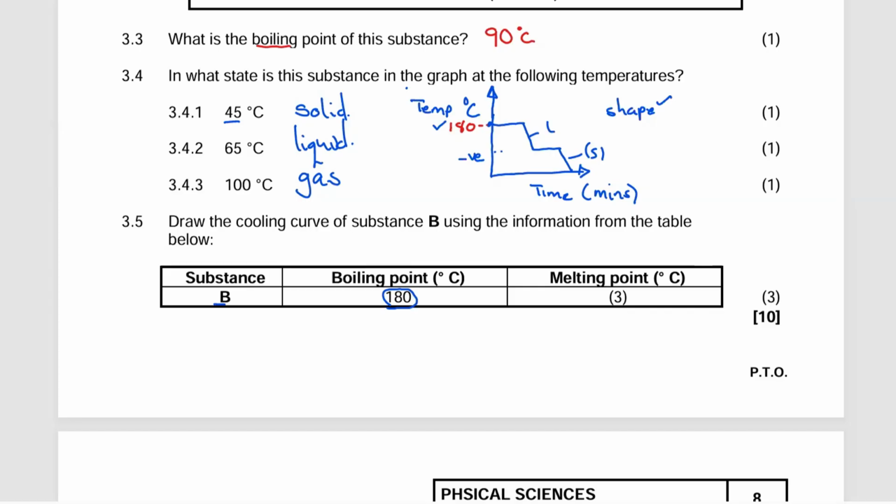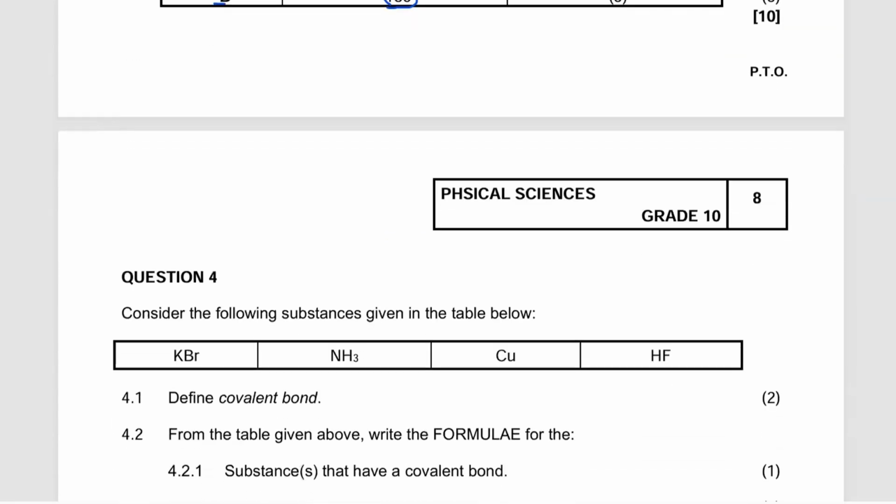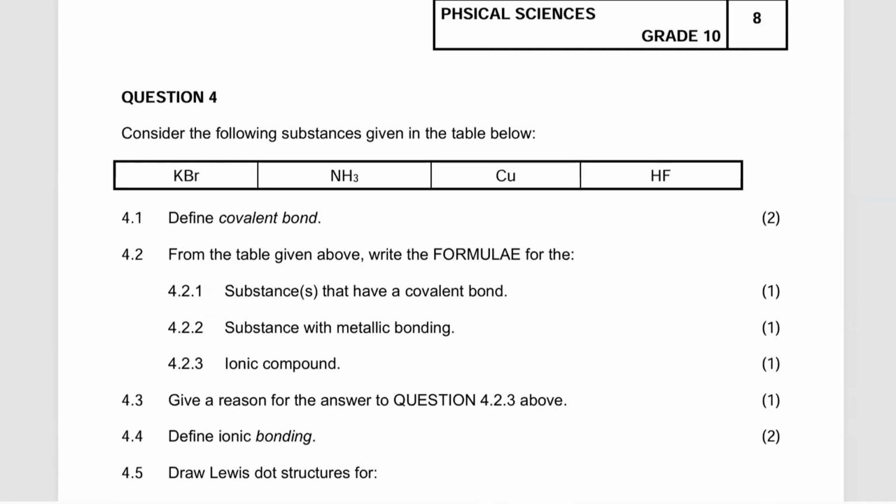Then we proceed to the next question, which is question number 4. It says consider the following substances given in the table below. We're given KBr, potassium bromide, then NH3, then Cu, and then HF. So these are the substances that we've been given.